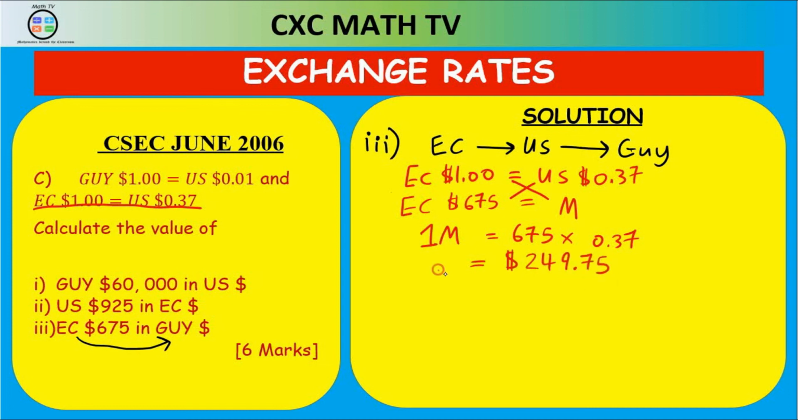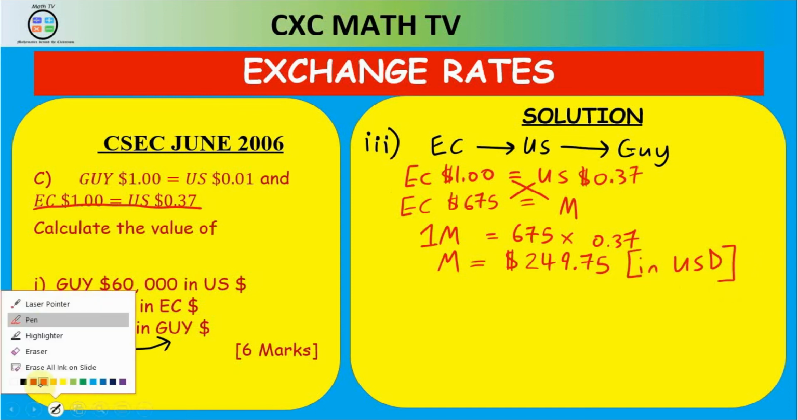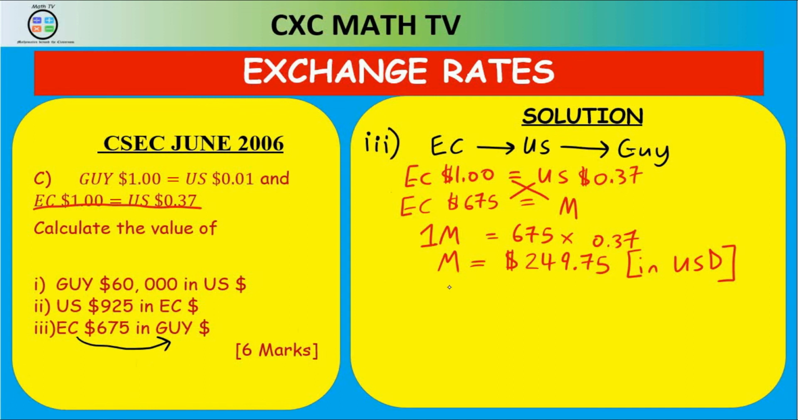And so what we get is 249.75. That is M. So in that case, what we're saying then is that $675 Eastern Caribbean dollars in USD is $249.75. Now we need to convert that amount to Guyanese. So now, of course, start with the exchange rate. What was the exchange rate? The exchange rate given was that Guyanese $1 is equal to US 1 cent.